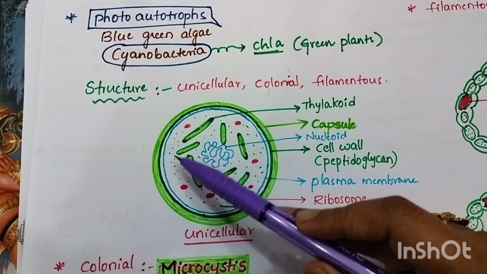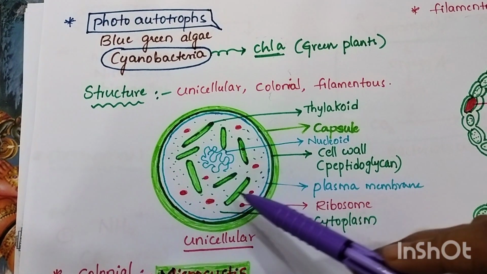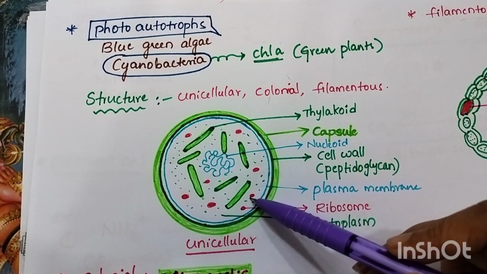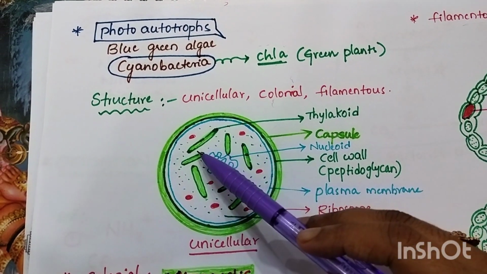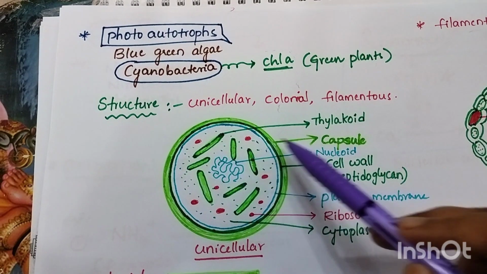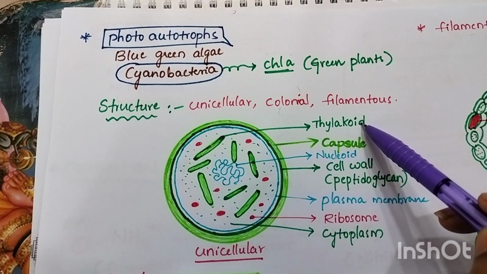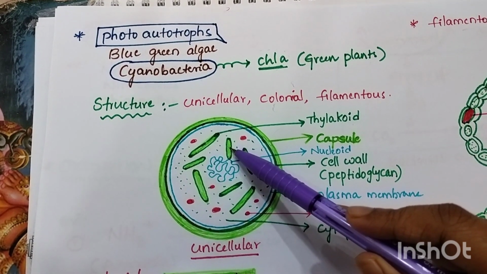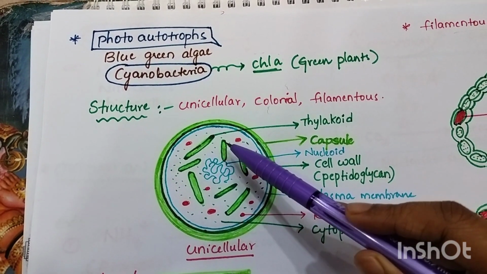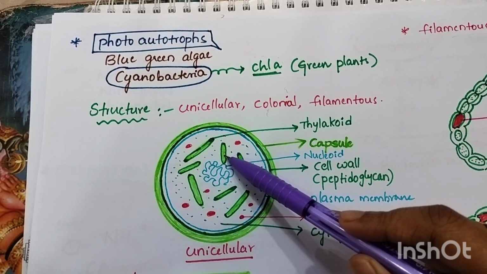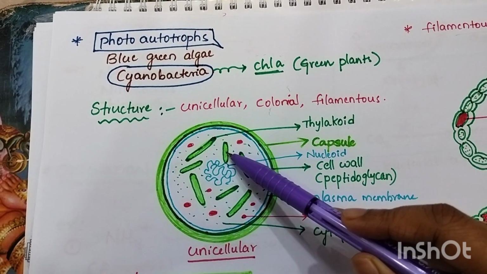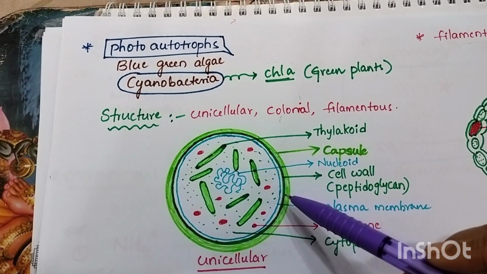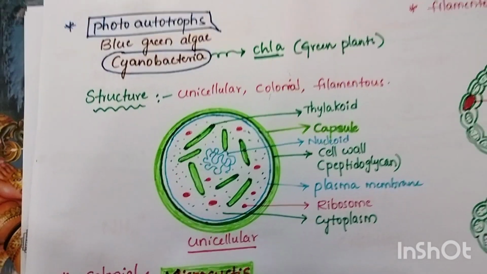Inside this envelope there is cytoplasmic material, and inside the cytoplasmic material there are some green colored structures in this cyanobacteria. These green colored structures are called thylakoids, and inside the thylakoids there is a pigment called chlorophyll A, which is the main reason for absorbing the sunlight. This chlorophyll A absorbs the sunlight, and because of that sunlight, this cell can prepare its own food material. So this is the key concept.